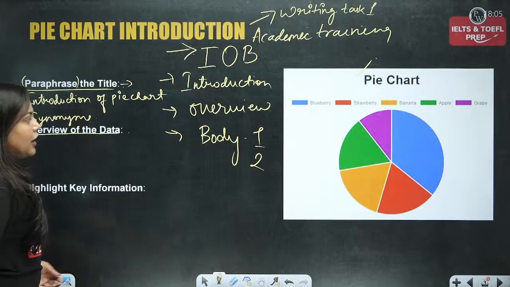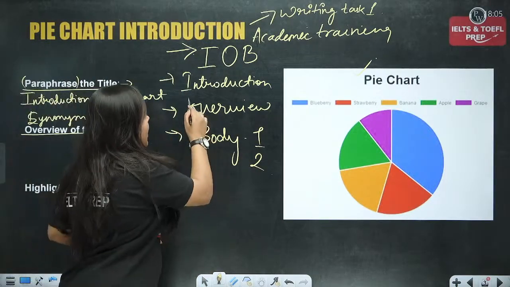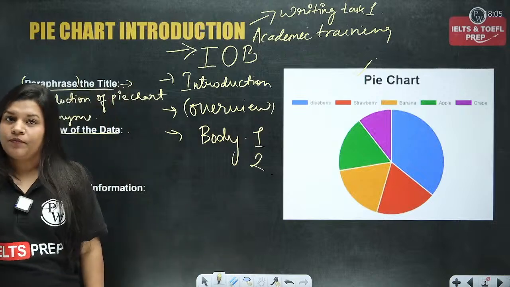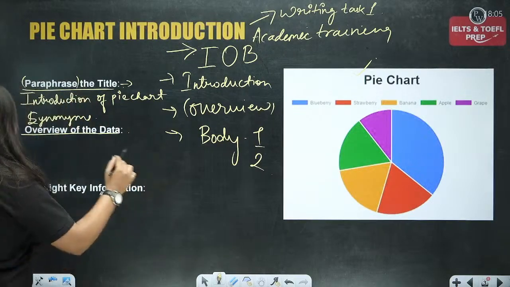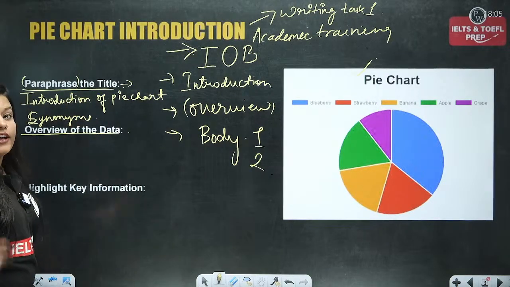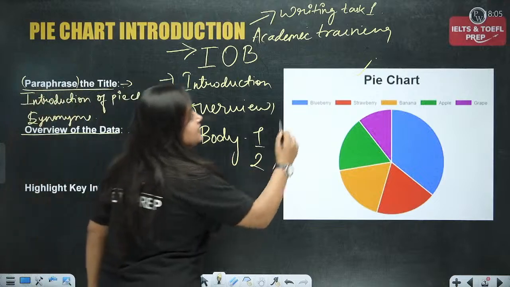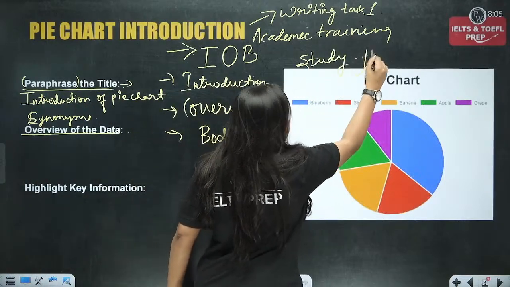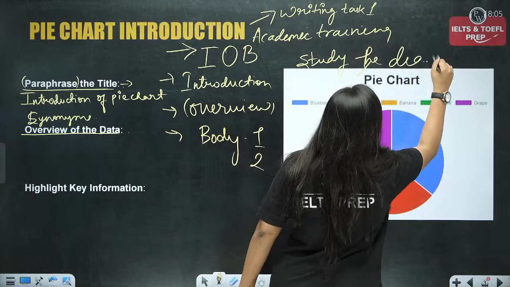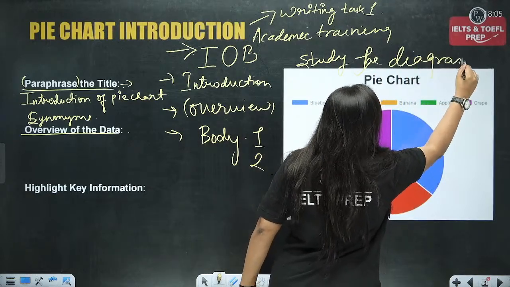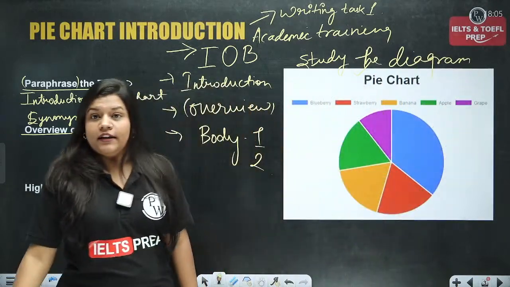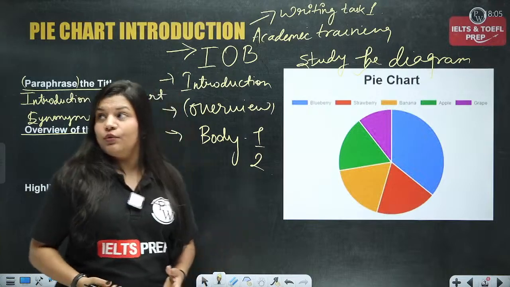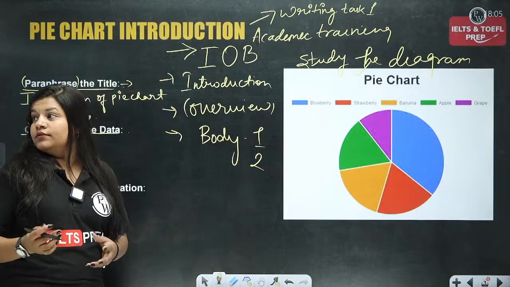Now, what's the next thing? The overview of the data. Of course, I have told you that we have to write an overview after the introduction. Now let's understand how we are going to write the overview of the data. You have to study the diagram properly. This is what you have to do.